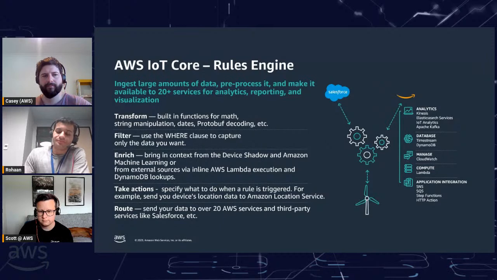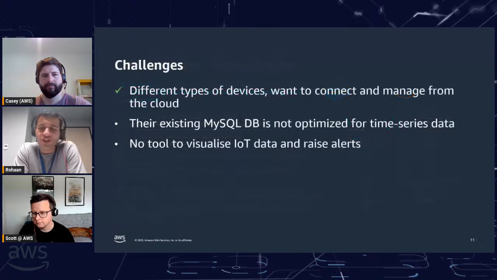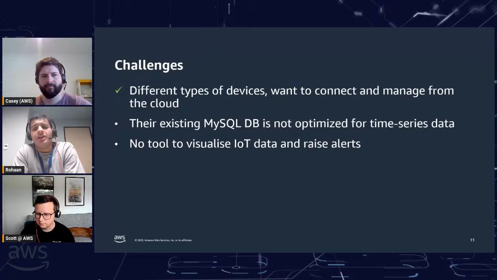Cool, cool. If we go back to the challenges that we talked about to start with, it seems like we've ticked off the first one. Using Greengrass and IoT Core, we can connect up to and manage our IoT device fleet across all the restaurants that we have and all the refrigerators. We can manage those from the cloud.